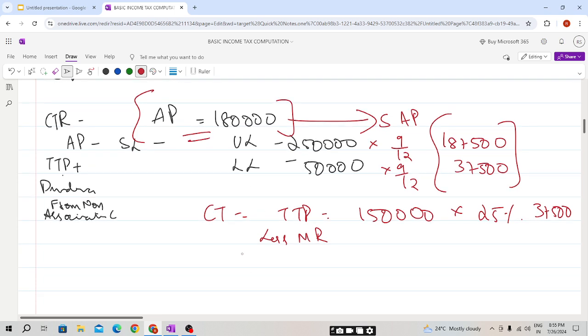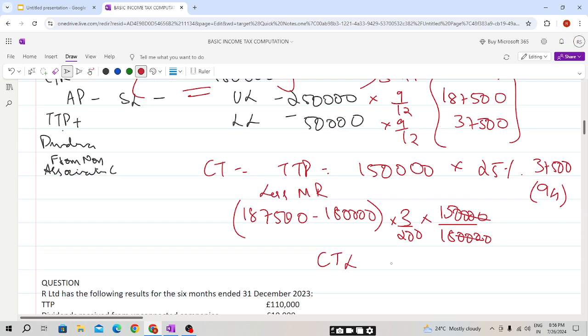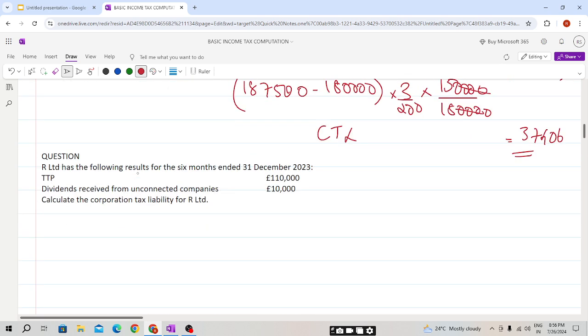So upper limit revised is 187,500 pounds less augmented profit is 180,000, students, into 3 divided by 200 into TTP. TTP is 150 divided by augmented profit is 180. I hope this is clear. So our marginal relief will be, students, 94. So the total corporation tax liability will be 37,500 minus 94. So it will be 37,406. I hope the concept of short accounting period is clear.